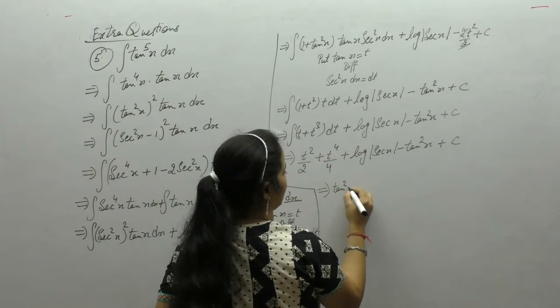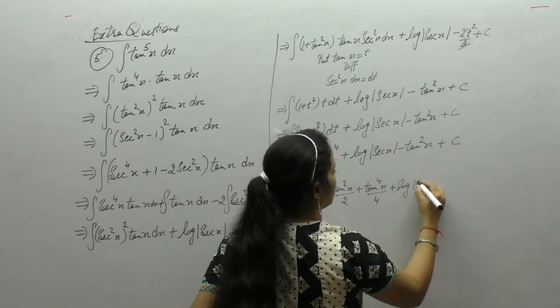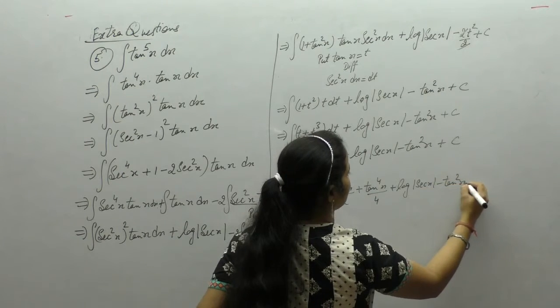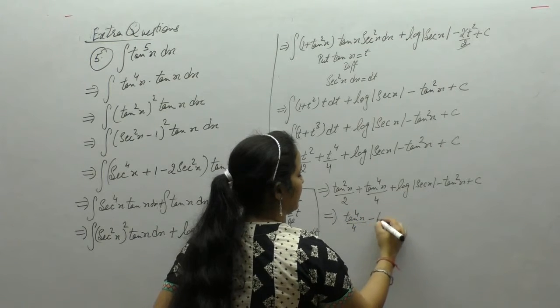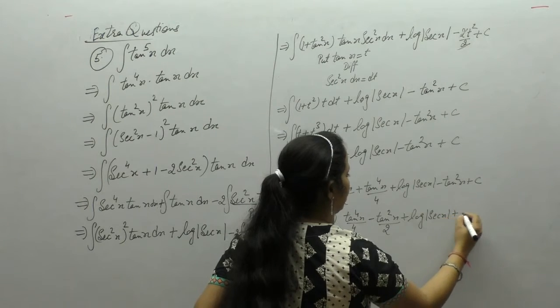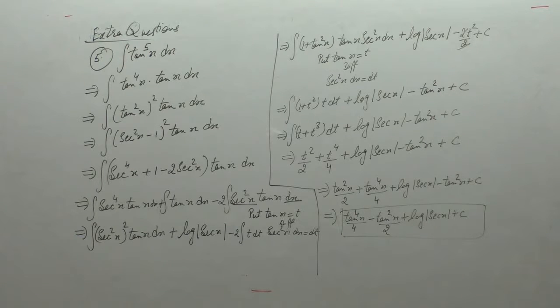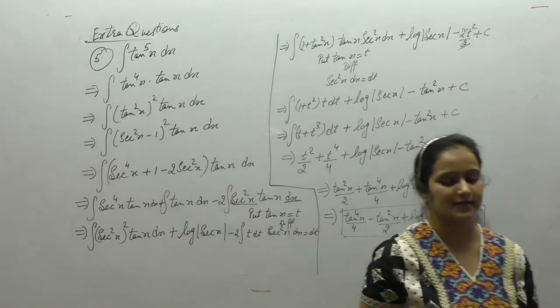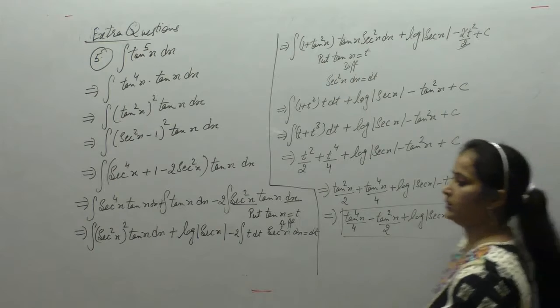T here is tan square x by 2 plus tan 4x by 4 plus log of sec x minus tan square x plus c. 1 by 2 minus 1 is minus 1 by 2. So tan 4x upon 4 minus tan square x by 2 plus log of sec x plus c. Note it down.